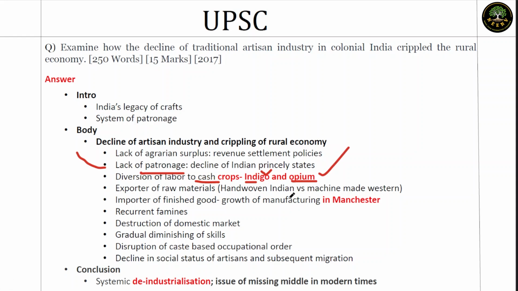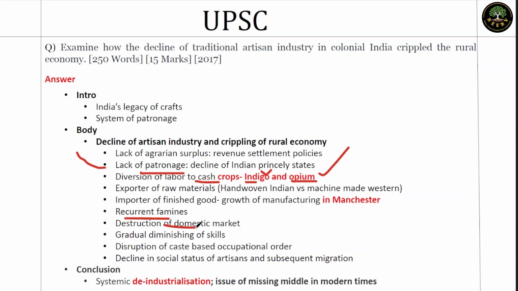Then importer of finished goods. Here, Indian goods have to fight with machine-made cheap goods coming from Europe. Then recurrent famines is another reason. From the 1770s, you can see that because of famines, you don't even have food. So how are you going to create stuff?